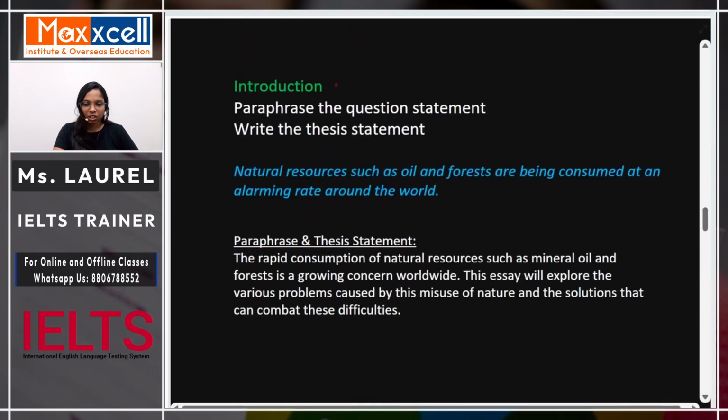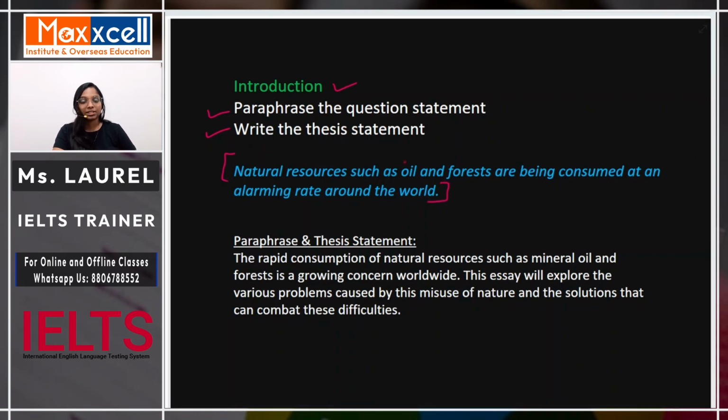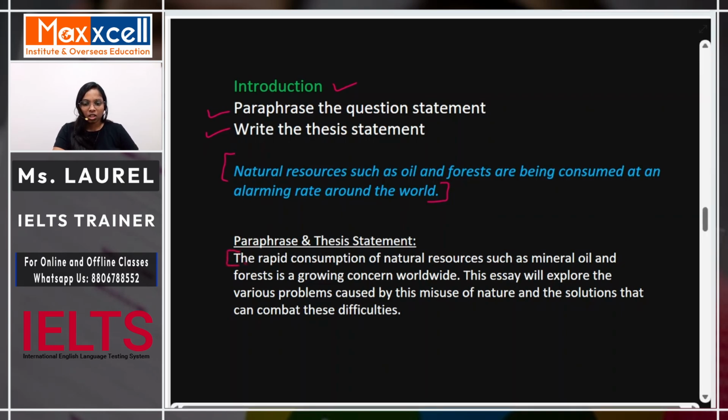So coming to the introduction, the 2 things that you need to do are paraphrase the question statement and write the thesis statement. Now this is the question statement from the question given to us. The main statement, the neutral statement, as we know, is the question statement: natural resources such as oil and forests are being consumed at an alarming rate around the world. So how are we going to change this? We need to say the same thing but in different words. So here is what we have done. The rapid consumption of natural resources such as mineral oil and forests is a growing concern worldwide.